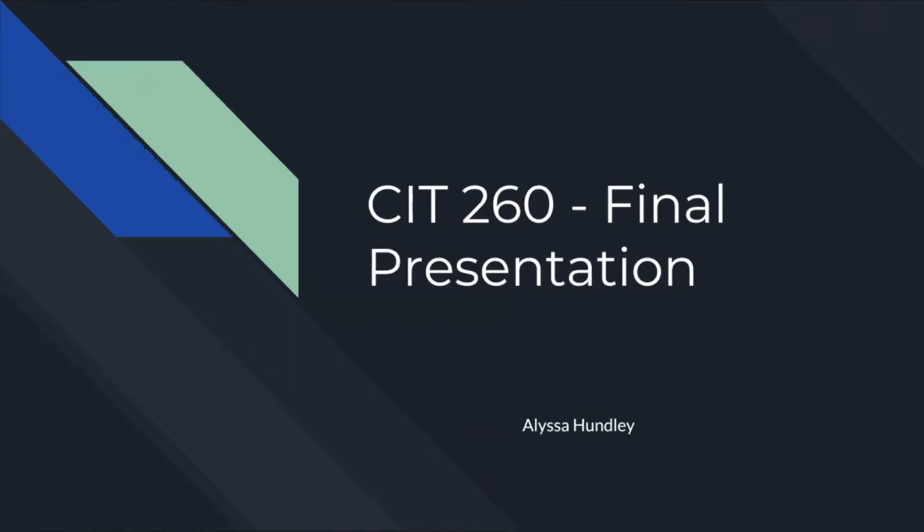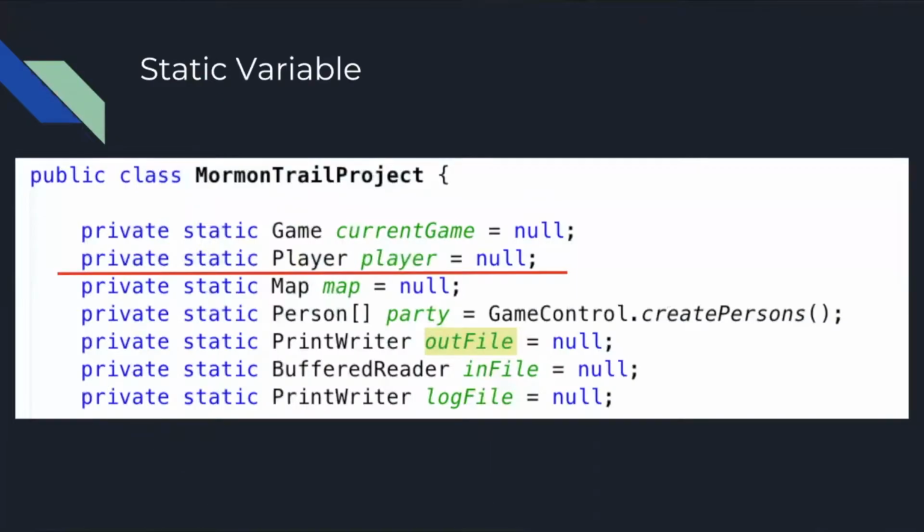To start off, I'll explain the difference between a static class variable and a non-static or instance variable. Static variables are declared outside a method or constructor. They don't belong to any instance, but rather belong to the class itself. Only one of these variables can exist.